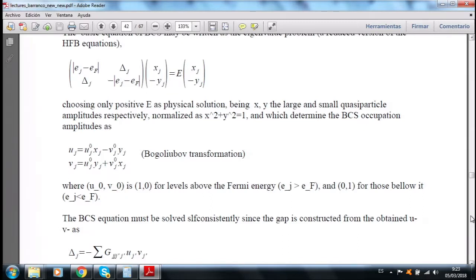Okay, this is a basic ingredient, the one giving rise to the superfluidity in this case in tin-120. In principle, this interaction should be provided by the nucleon-nucleon interaction.